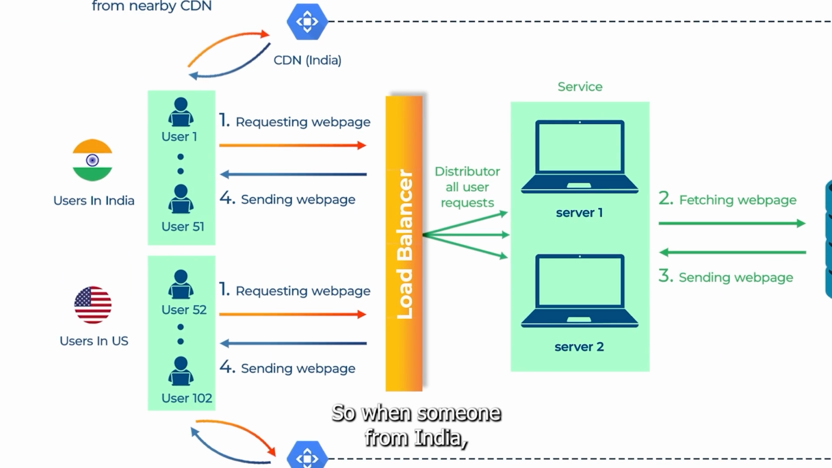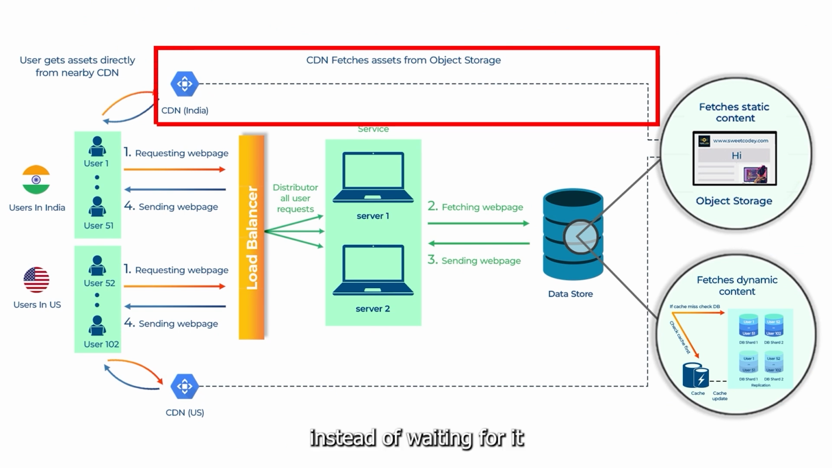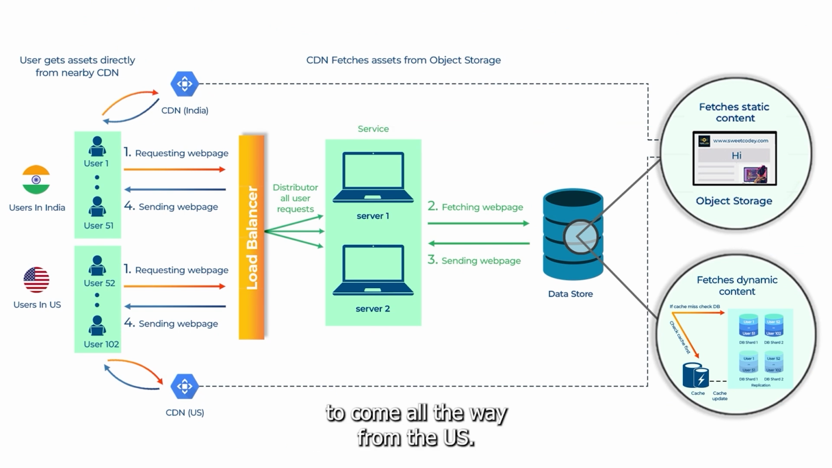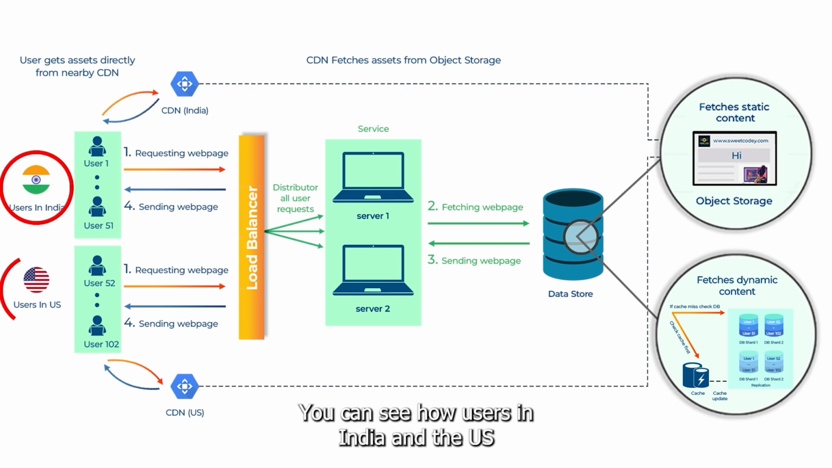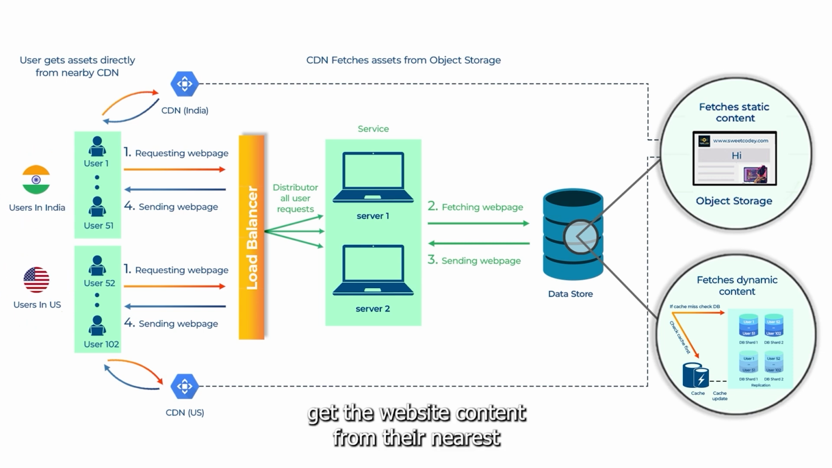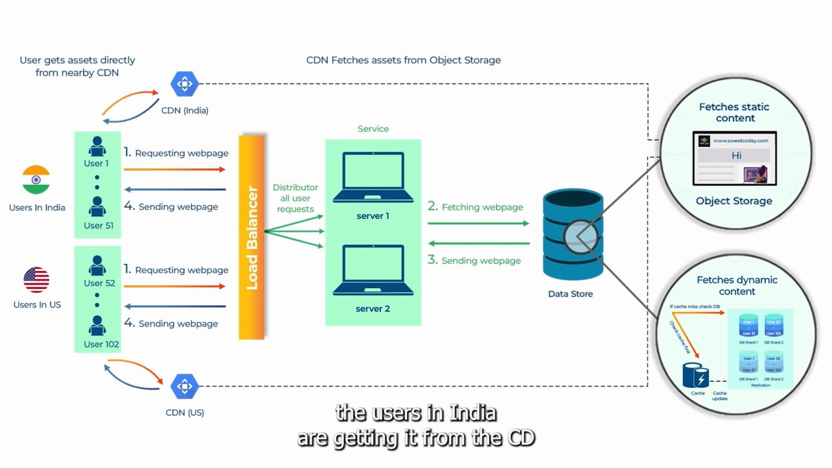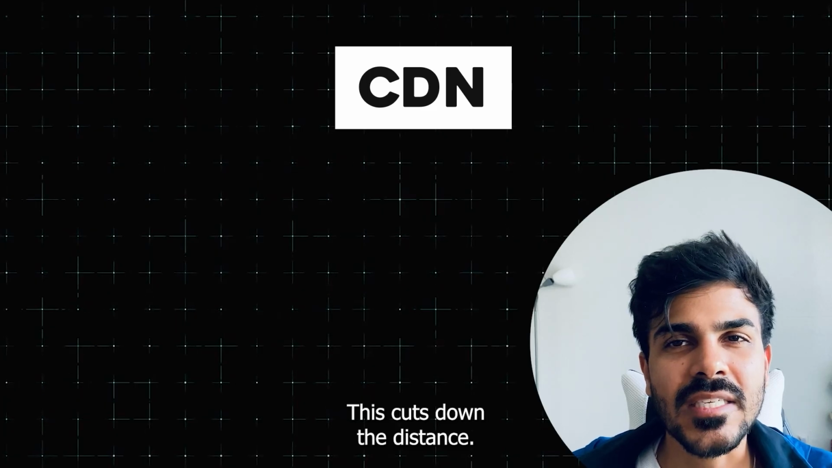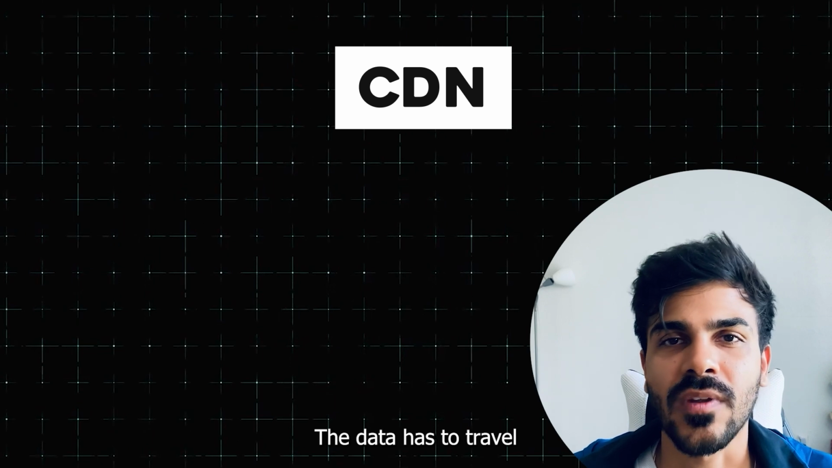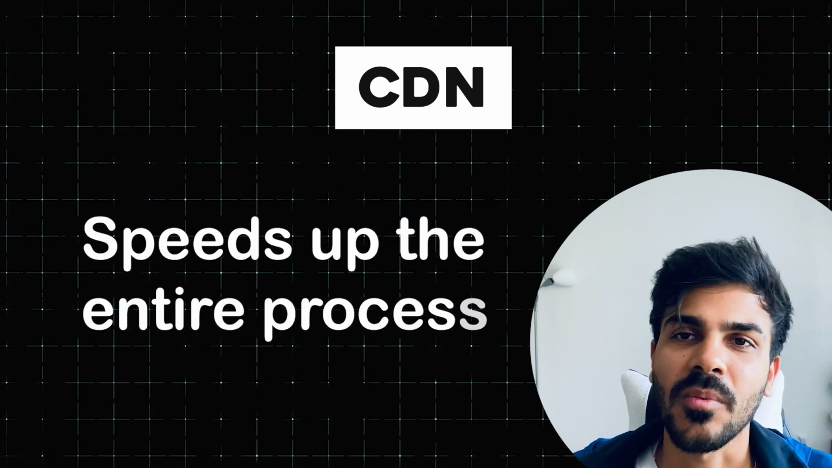So when someone from India, let's say, tries to access sweetcody.com, they get the content from a nearby CDN server instead of waiting for it to come all the way from the US. Take a look at the diagram. You can see how users in India and the US get the website content from their nearest CDN servers. The users in India are getting it from the CDN in India. Similarly, the users in the US are getting it from the CDN in the US. This cuts down the distance the data has to travel and therefore speeds up the whole process.